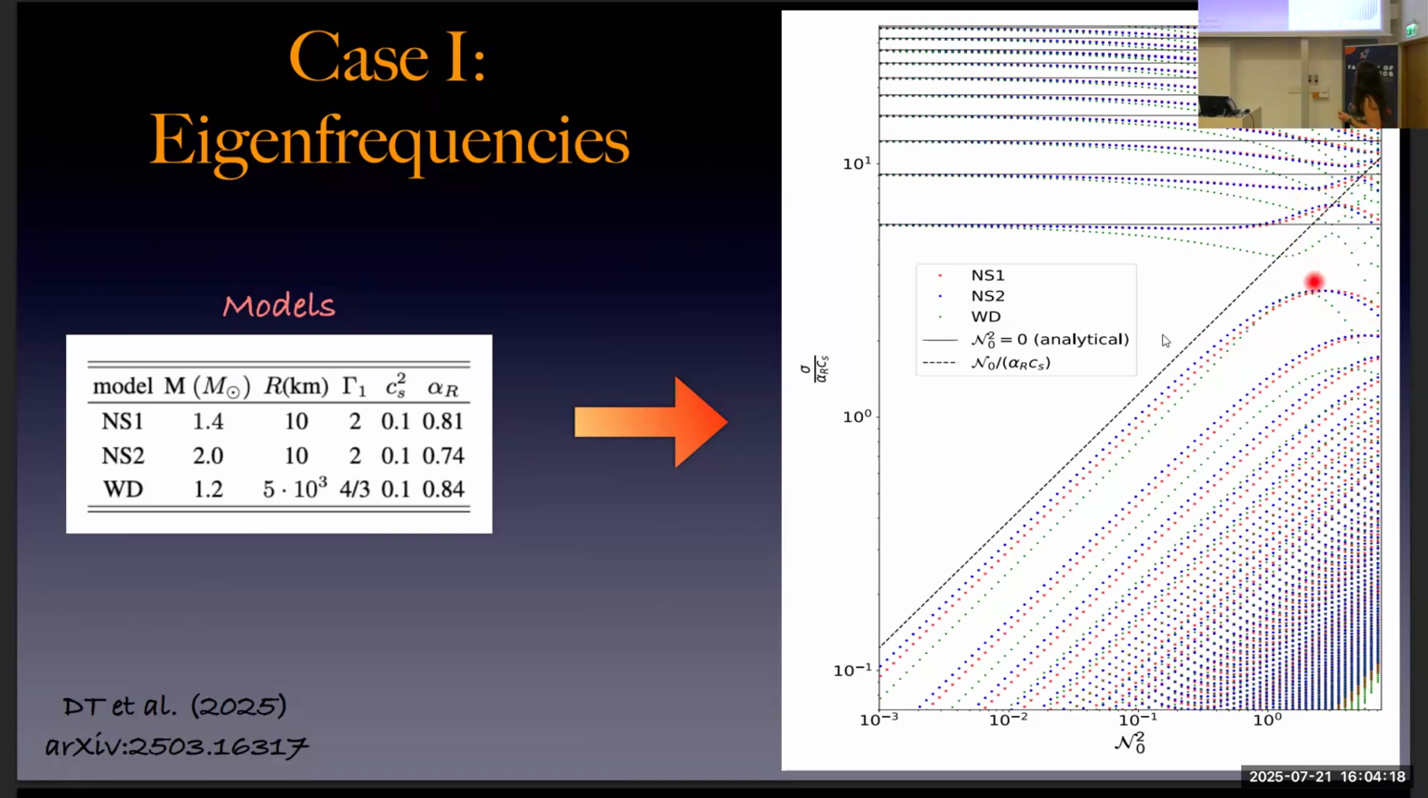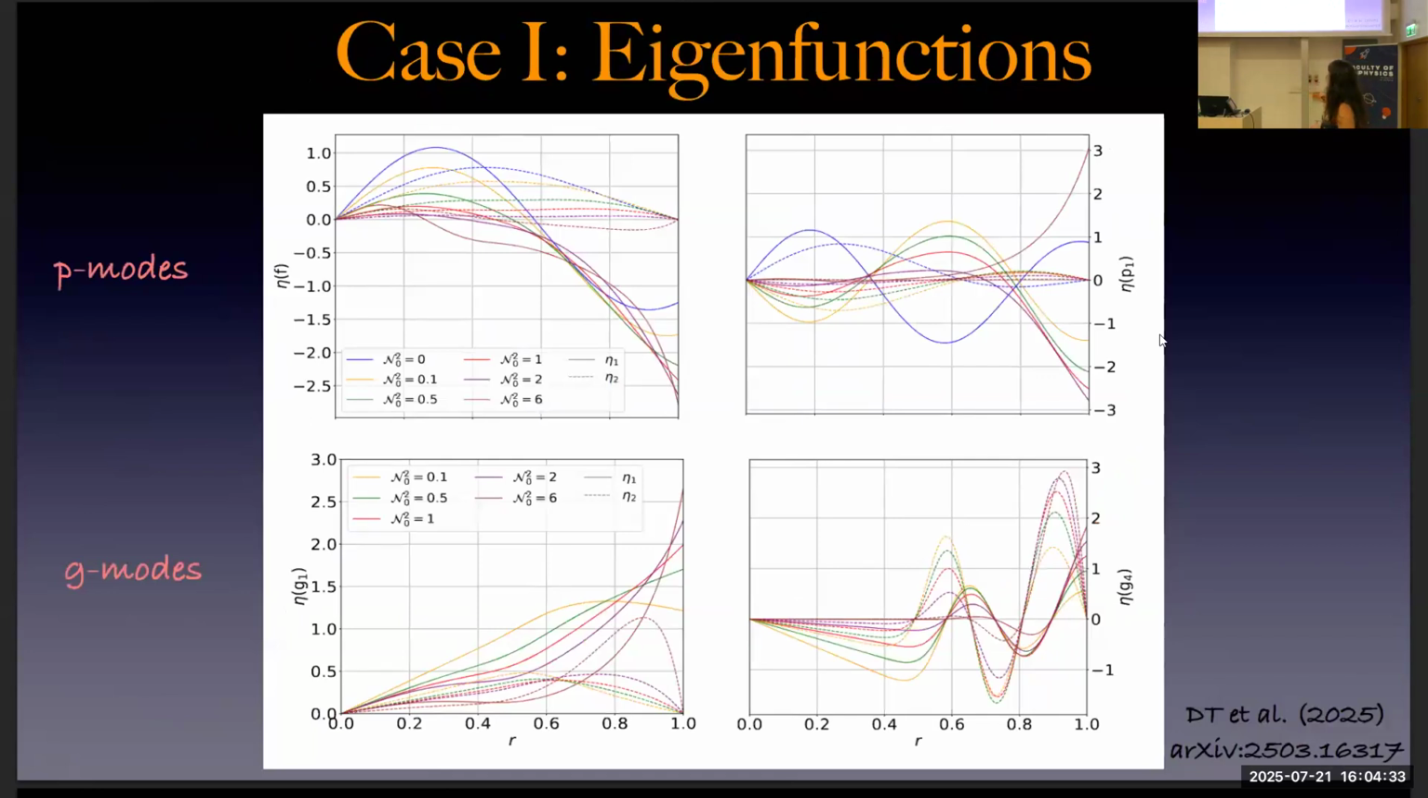Now here, the 2 neutron stars have more or less the same behavior, while the white dwarf behaves a bit differently. And we think that this is due to relativistic effects. The same behavior that we can see for the frequencies, we can also see for the eigenfunctions. On the upper plots we see 2 P modes and on the lower ones 2 G modes. In all of them, as we increase the Brunt-Väisälä frequency, first the amplitude starts changing. But as we go closer and closer to the avoided crossings, we also have the deformation of the eigenfunction.